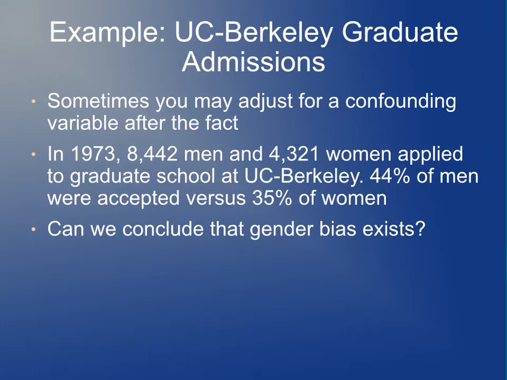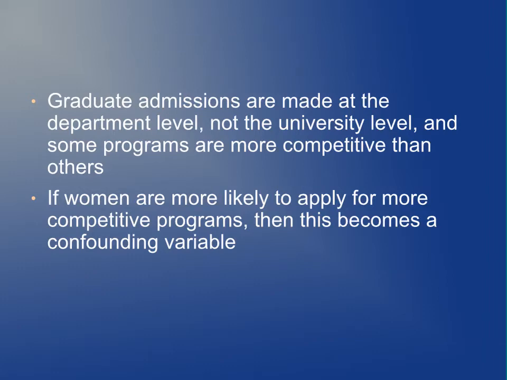And when you look at this, that seems like substantial bias. The men were significantly more likely to be accepted, but it turns out there's a confounding variable here, and once you adjust for these confounding variables, as I'll show you here in a second, the bias more or less disappears. And the confounding variable is that graduate admissions are made at the department level, not at the university level.